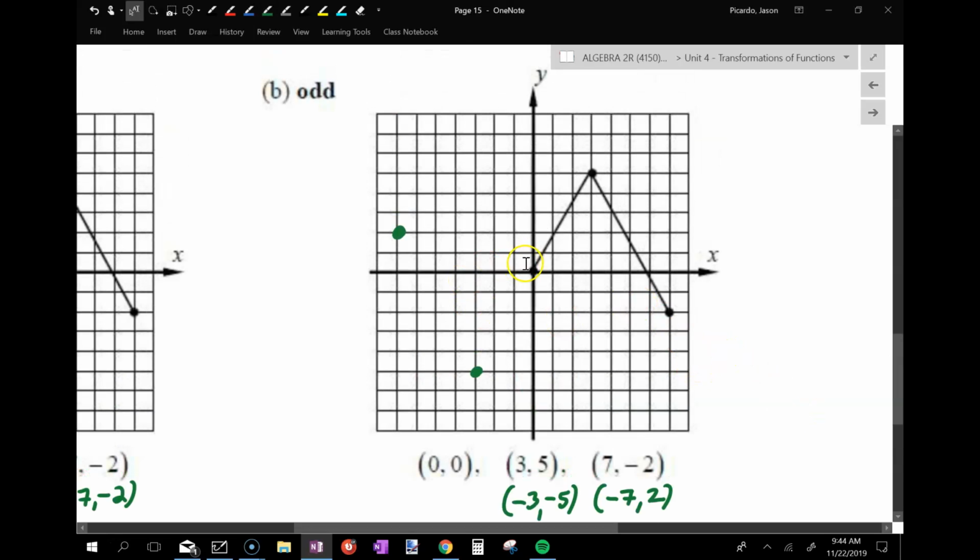Guys, what about 0, 0? Does that point shift, move, or change? No, right? A point that's on the origin, reflected through the origin, will stay at the origin. Connect the dots, and it looks like this.